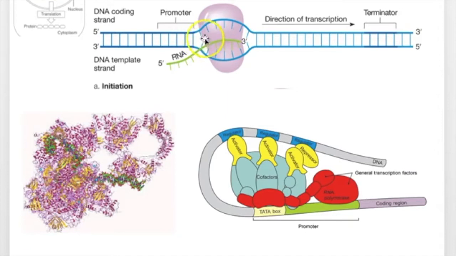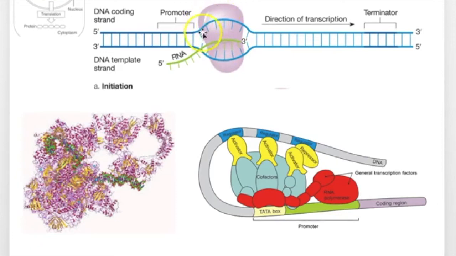It unzips the DNA, and then it starts adding the nucleotides. So remember, these are ribonucleotides, not deoxyribonucleotides. And RNA polymerase is so cool because remember when we did DNA, and we were talking about how we replicate DNA, we had to have helicase, and then we had to have primase come in, and then we had DNA polymerase come in. But RNA polymerase does all of that.